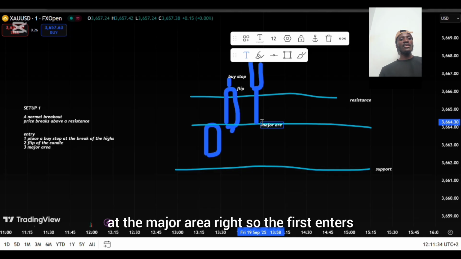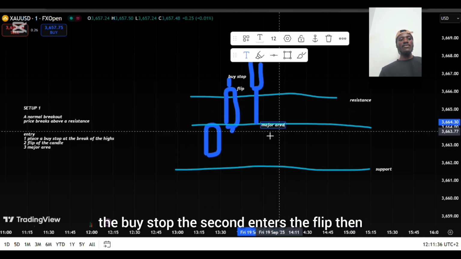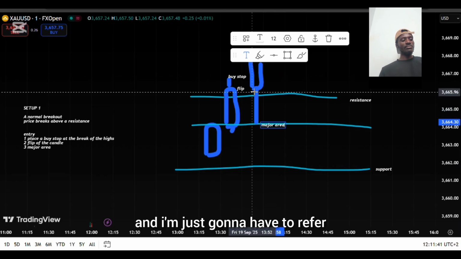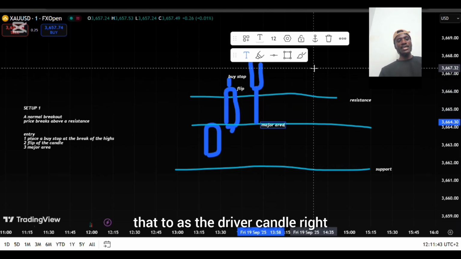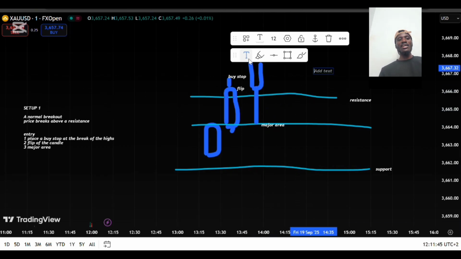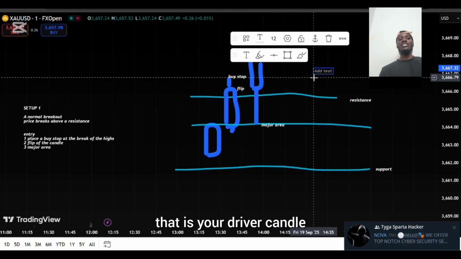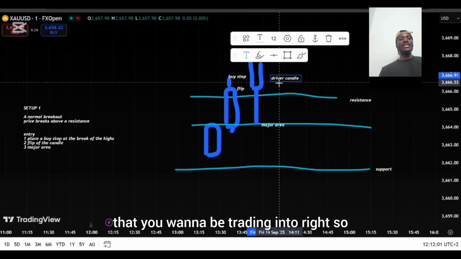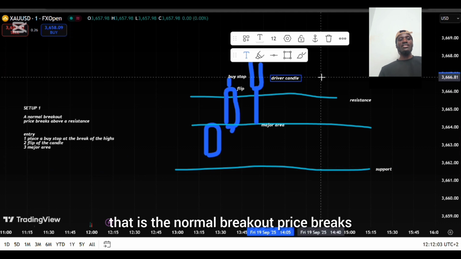So the first entry is the buy stop, the second entry is the flip, then the third entry is the major area. And I'm just gonna have to refer to that as the driver candle, right? That is your trade candle, that is your driver candle, that is the candle that you wanna be trading into, right? So that is the normal breakout.